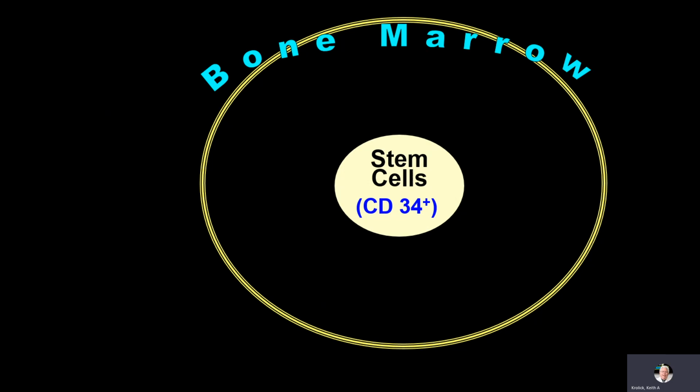So here's my schematic of a bone. It's not very clever, but anyway, it's a bone, and inside the bone is bone marrow, and there's all kinds of stromal cells and all other kinds of cell types. But in there are a population of cells that have a particular marker on their surface that we call CD34. The CD34 molecule is an excellent way to identify these hematopoietic stem cells.